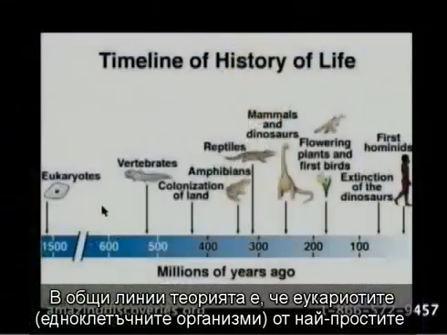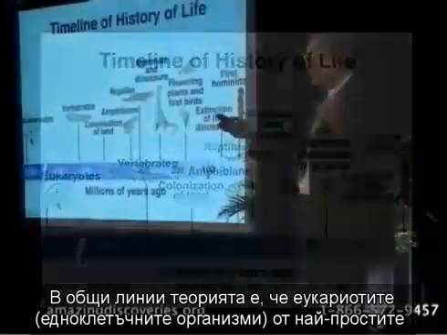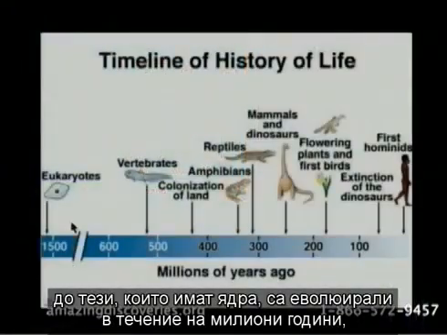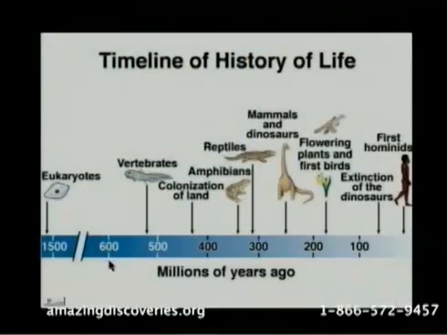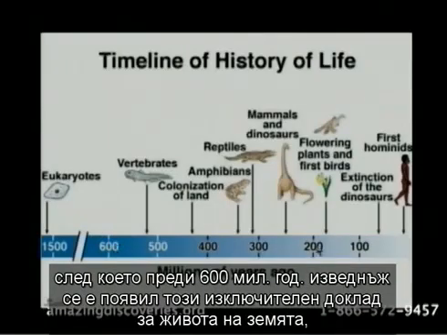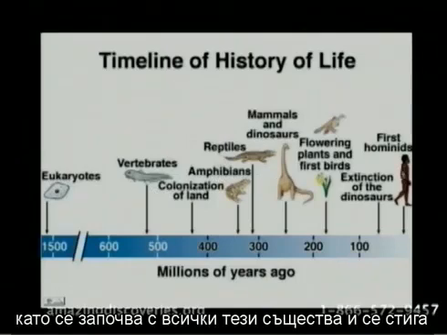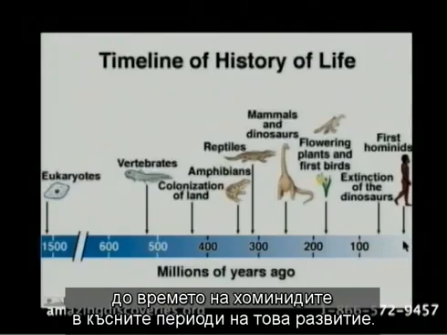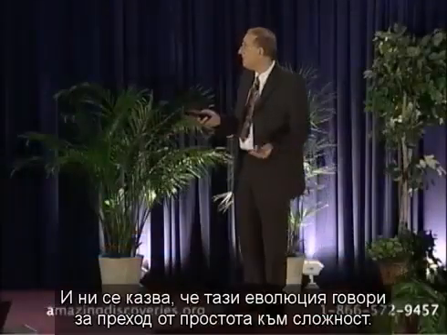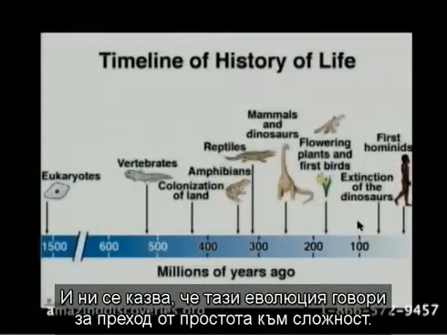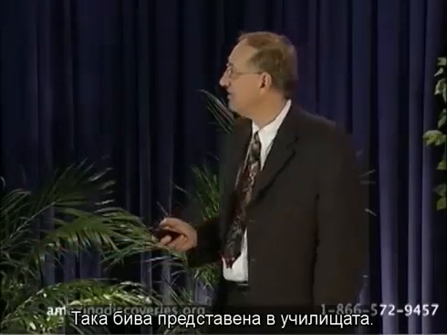Basically, the theory goes that the eukaryotes, that's the unicellular organisms, from the simpler ones to the ones that have a nucleus like we have, evolved over millions of years. And then from some 600 million years ago, suddenly we have this tremendous record of life on Earth, starting with all these creatures through time until we get to the hominids in the later periods of this development. And we are told that this evolution reflects simplicity to complexity. So that is how it is presented in the schools.